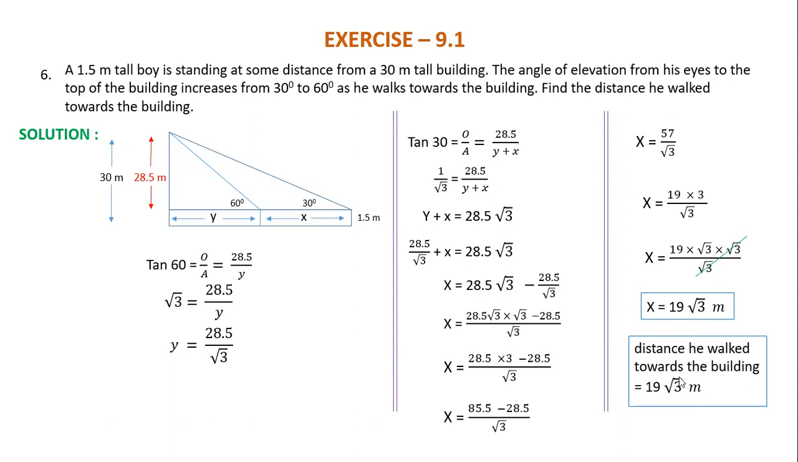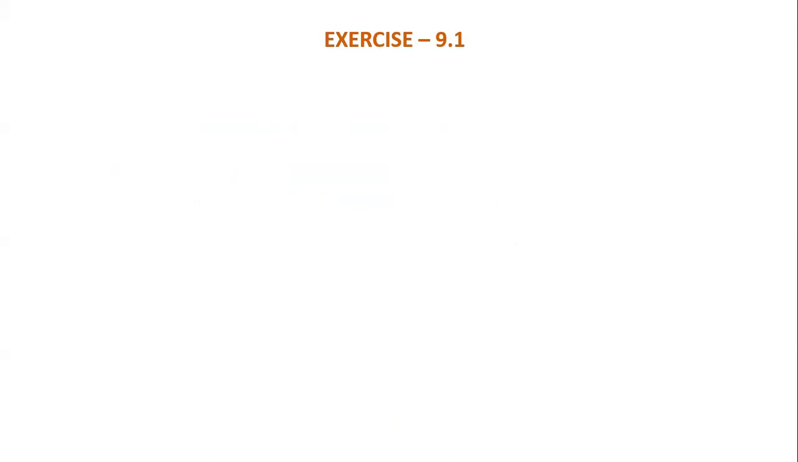If you want, of course, this is the answer which is given in the back of the NCERT. In case you want, you can multiply 1.73 with 19 and you'll get the length in meters without any root value. This is the sixth question. Seventh question.